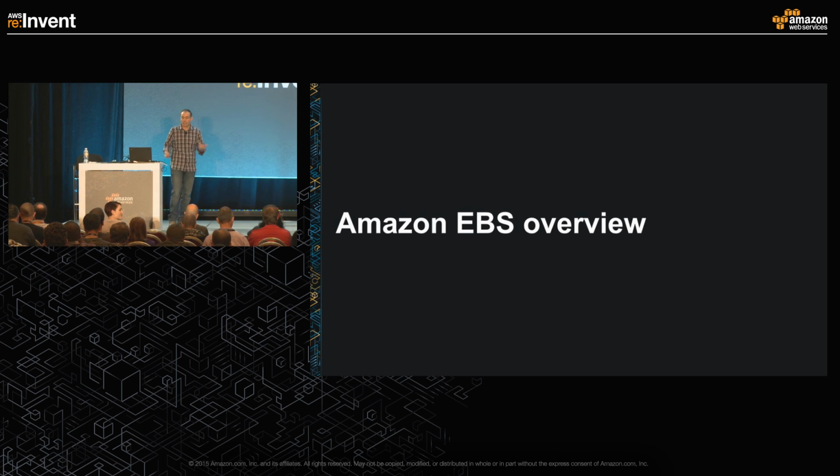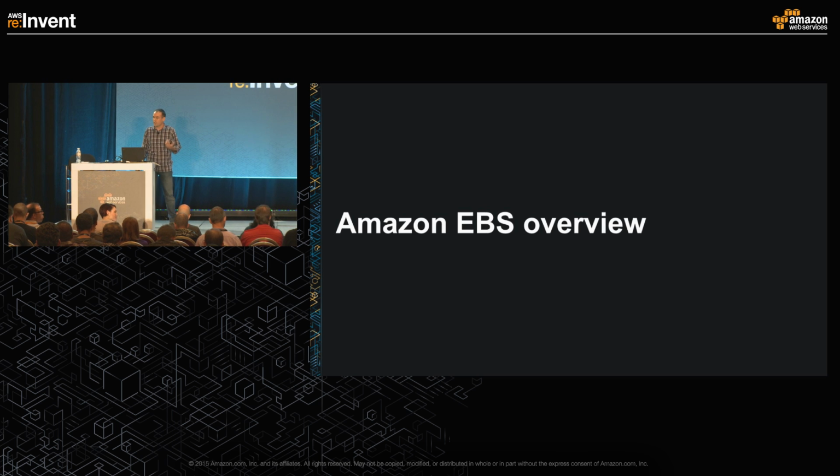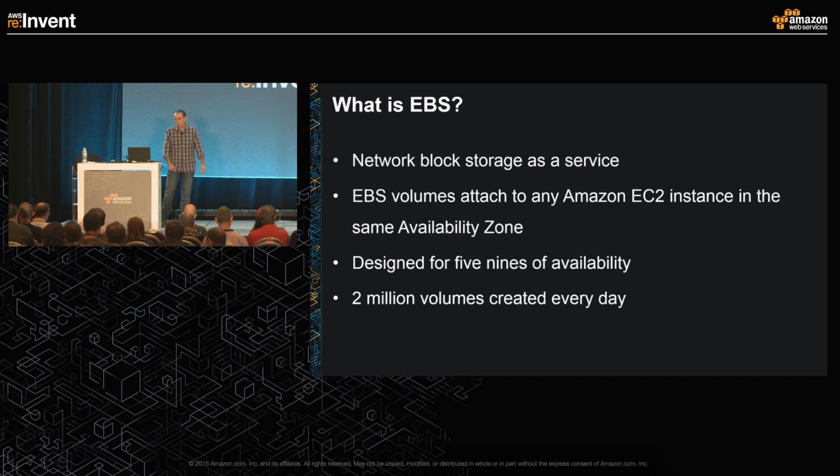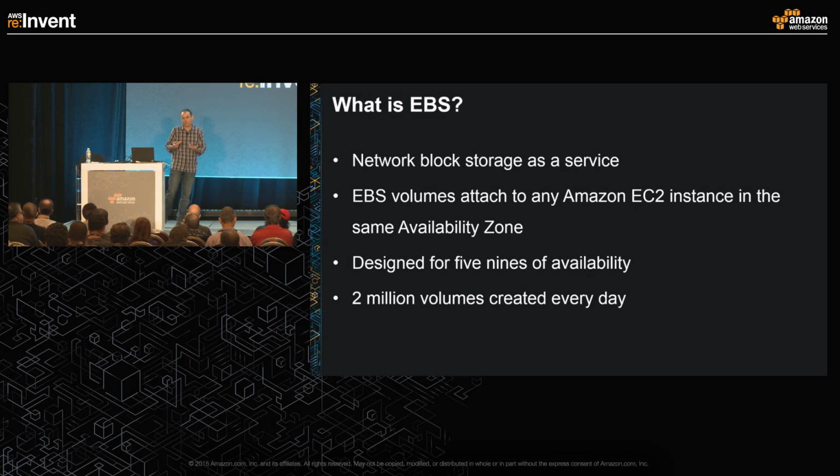So Amazon EBS is block storage for EC2. Now, we look like a block device to your instance, but it's important to remember that EBS is not just a bunch of disks. So what is EBS? EBS is Persistent Network Block Storage as a Service. Now, the service part of that's really cool. It means that we can iterate and improve the performance and improve the feature set on EBS without you having to do anything.